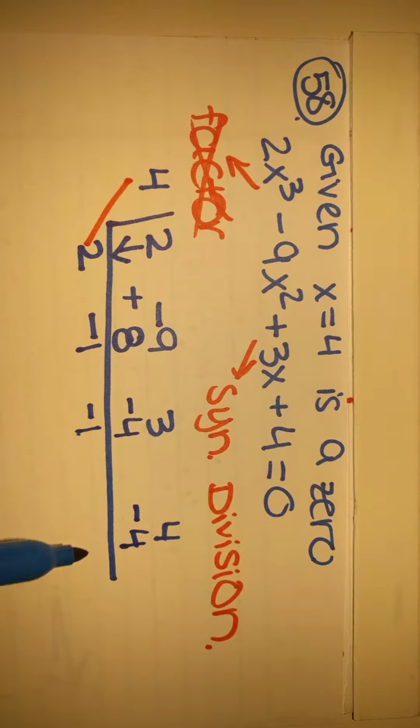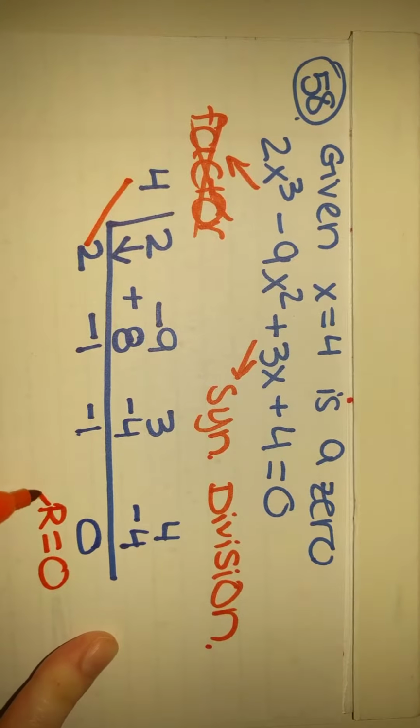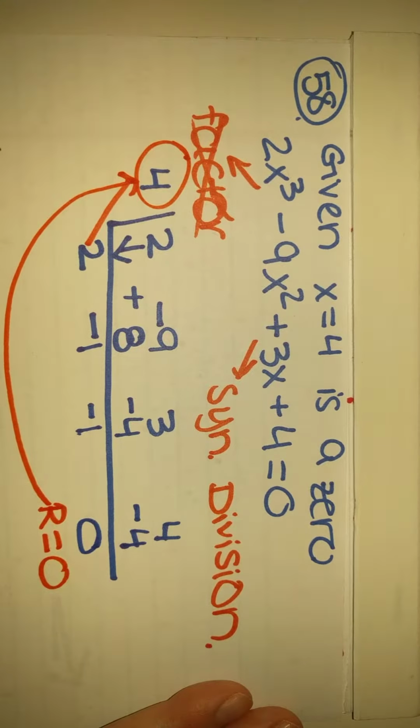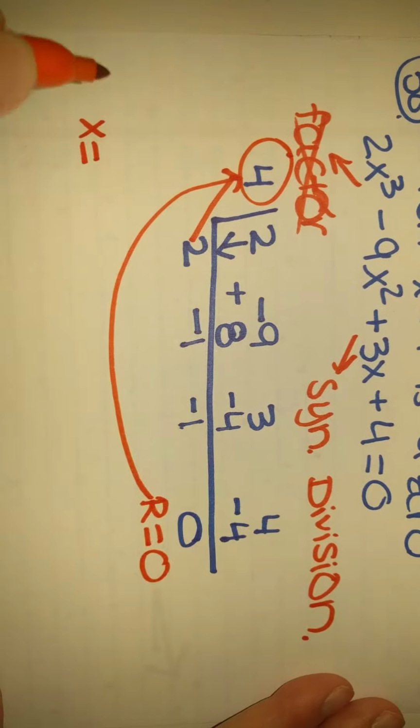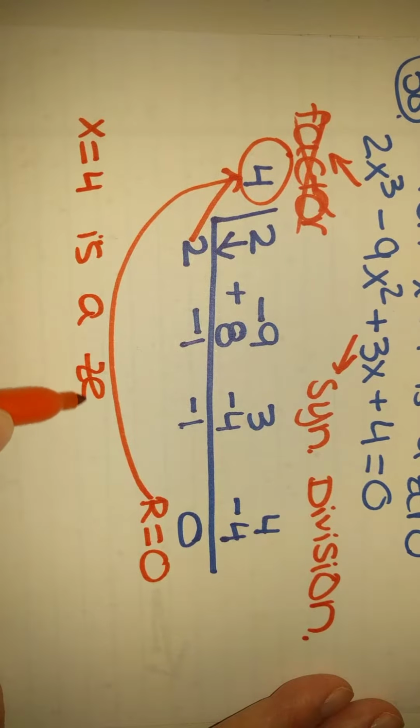When we add vertically, we get 0, and that remainder of 0 tells us that we have done this correctly and that the number to the left is in fact a 0. So this verifies for us that x is equal to 4 is a 0.